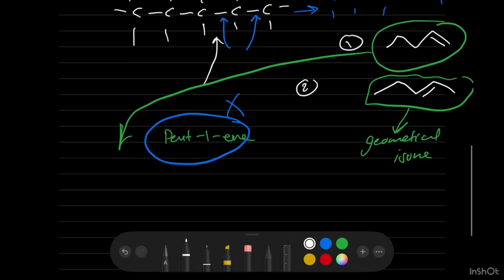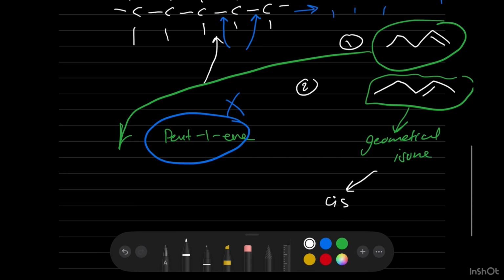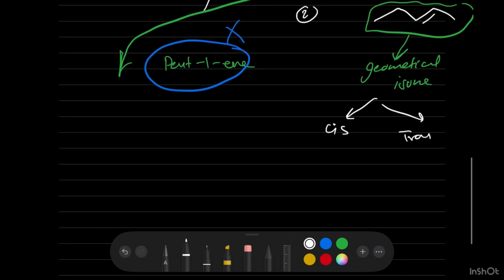The geometrical isomer could give you cis or trans. So how can I draw this in terms of cis and trans? As we can see, we have 5 carbons, so we can draw that like this.